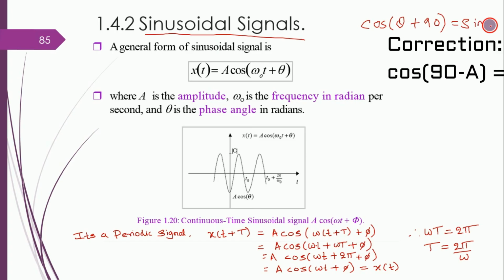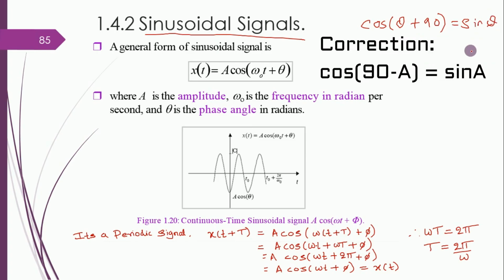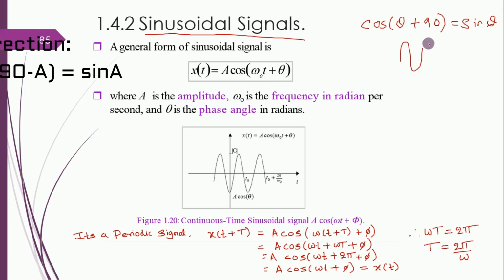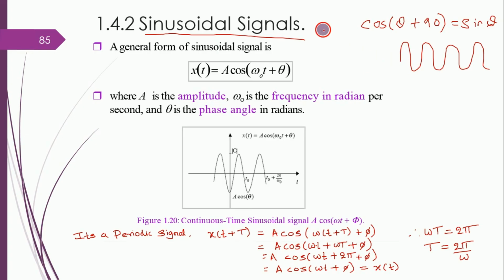That you have learnt, right? Cos of theta plus 90 will give you sine theta, that you know. That's why I'm calling cos as well as sine both sinusoidal signals throughout the semester. Sinusoidal signal means it might be cos or sine. It is something which is varying in this fashion. That signal we call a sinusoidal signal. Generally, we represent the sinusoidal signal as A cos(omega naught t plus theta). Plus theta, because plus 90 becomes the sine signal. That is what you have learnt in trigonometry.